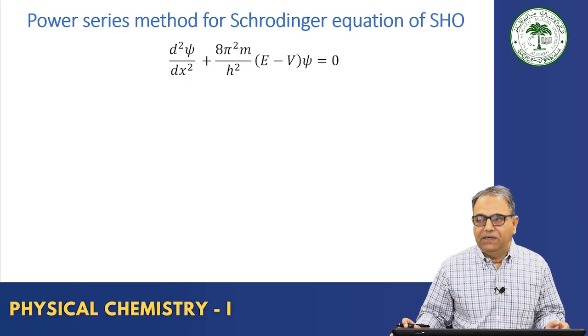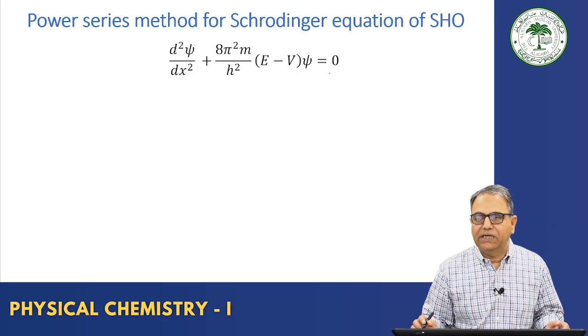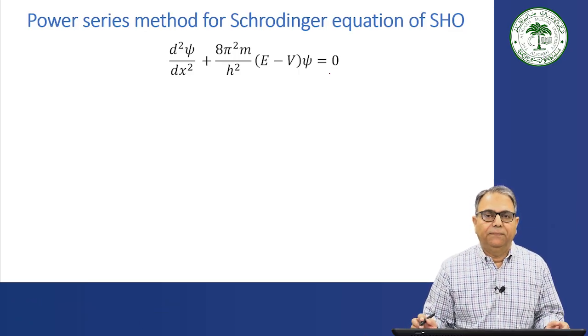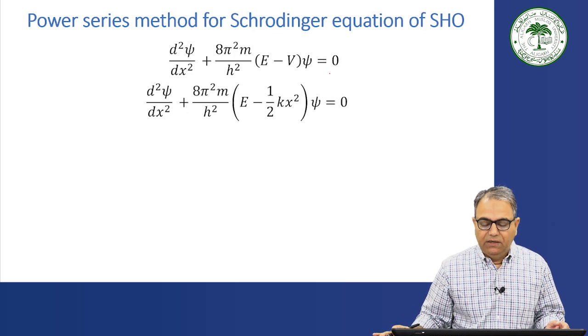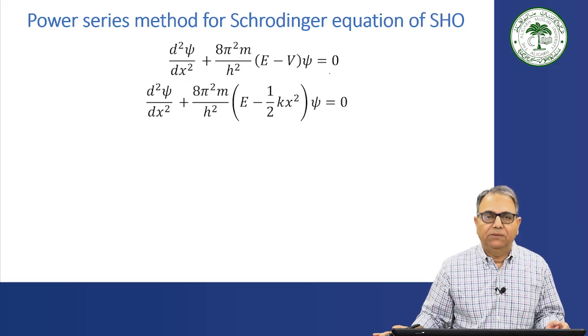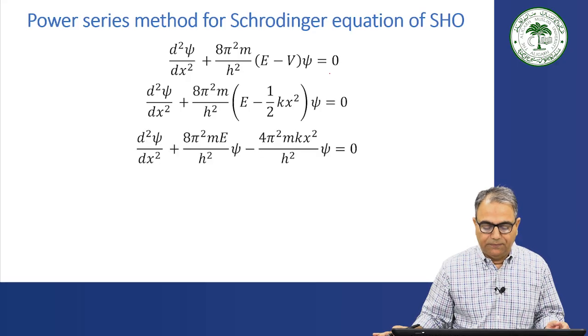In the power series method, what is written here is the Schrodinger wave equation: d square psi by dx square plus 8 pi square m by h square (E minus V) psi, and the potential energy which we have already calculated is 1 by 2 k x square. So if you put the potential energy value 1 by 2 k x square, you get this particular equation, E minus 1 by 2 k x square, and this is your Schrodinger wave equation.